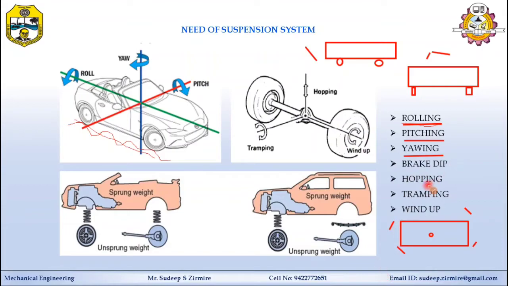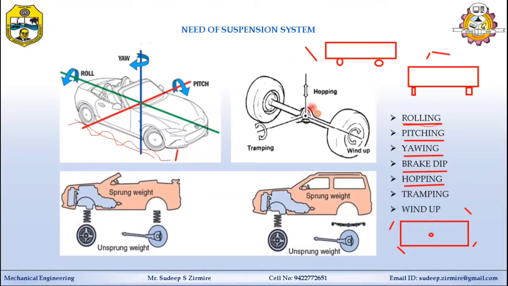Apart from this, another point related to the suspension system, the first one is brake dip. What is meant by brake dip? Okay friend, on sudden braking, you have seen the vehicle has a tendency to lower at the front side. To lower the front side, or you can say dip at the front, is called brake dip. So this thing should be avoided in the suspension system.